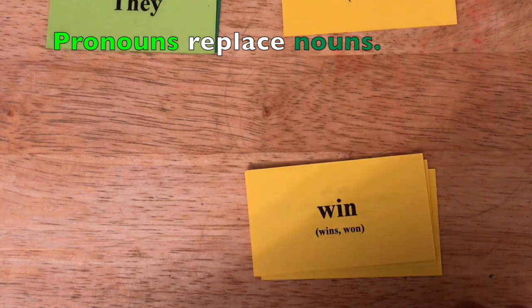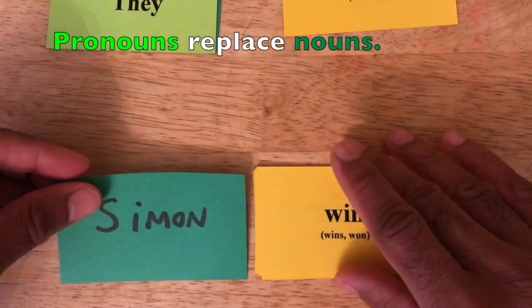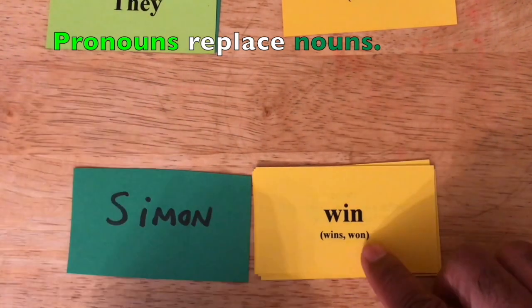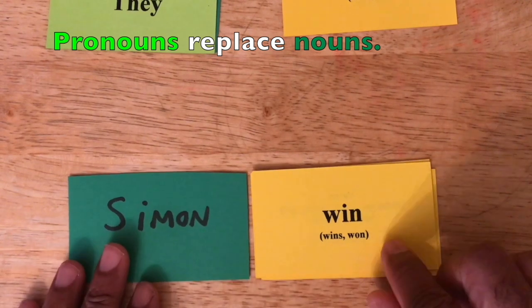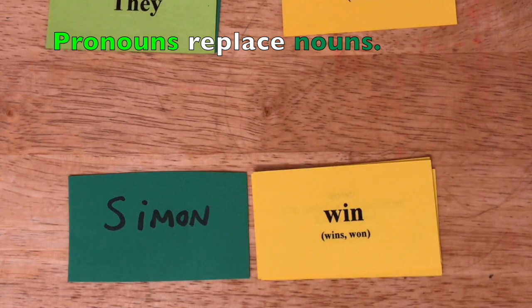I'm going to choose Simon. It's my next person here. And I'll say Simon won. I'm going to go down here. Simon won the spelling bee. That's my sentence. Now, in my next sentence, I wanted to say Simon practiced every day.